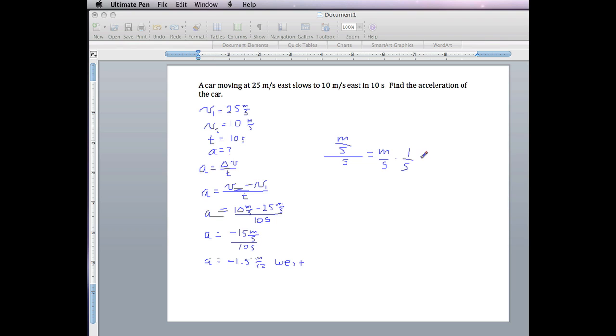Now we can see that we have meters in the numerator and seconds squared in the denominator. So the units are meters per second squared.